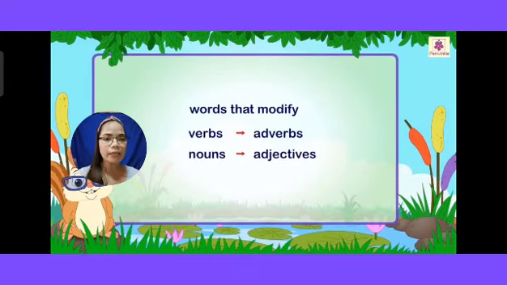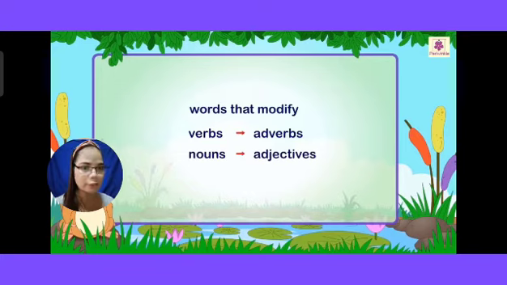Words that modify. Recently, we studied about adjectives. So, ang adjective, naglalarawan siya ng noun or ng pangalan. Differently, adverbs modify verbs or action words. So, ayun yung kaibahan niya. Pag naglalarawan siya ng pangalan, siya ay adjective. Pero kapag naglalarawan siya ng action word or salitang may kilos, adverb siya.